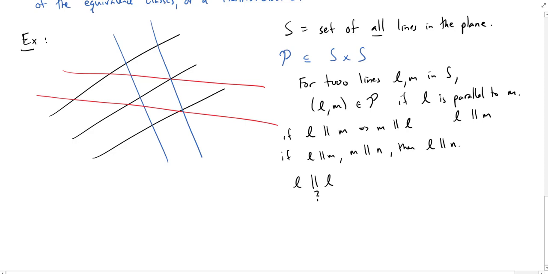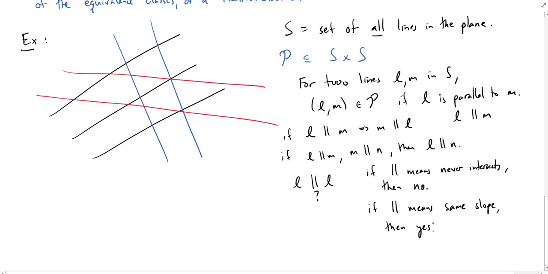And this is sort of a convention question, really. If you define parallelism as meaning the lines never intersect, well, L intersects itself all the time. So if parallel means never intersects, then no, L is not parallel to itself. On the other hand, you might say two lines are parallel if they have the same slope. So if parallel means same slope, well, sure, L has the same slope as itself. So then the answer would be yes.